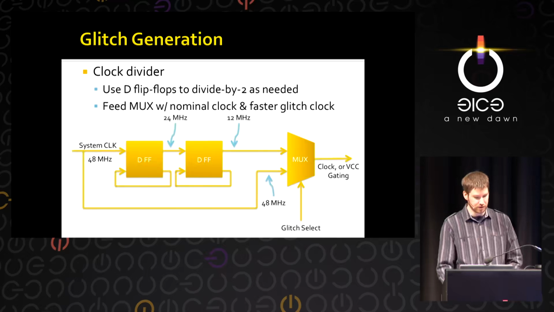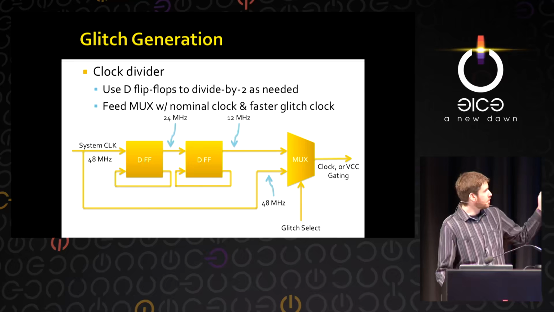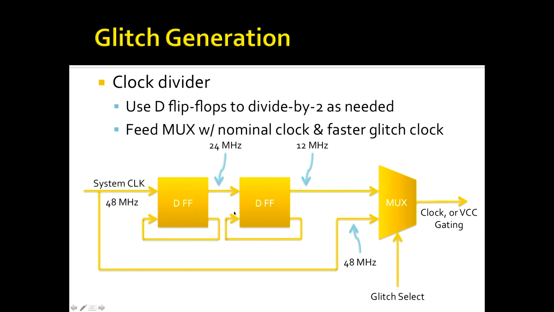So the first clock divider example, this one's the simplest, where you literally take as many D flip-flops as you want, and every time you go through a D flip-flop, you basically divide the original input signal by 2 when you feed the output of the flip-flop back to the input. So you go from 48, divide by 2 down to 24.